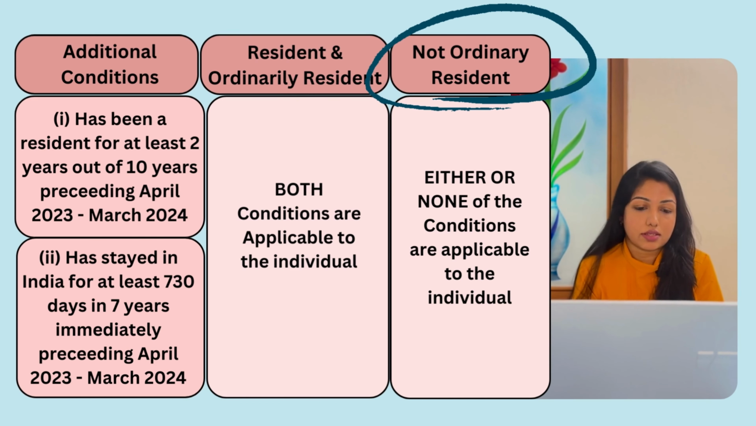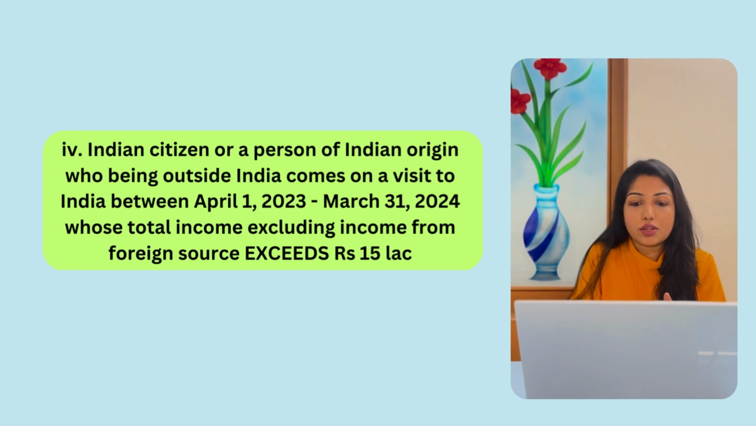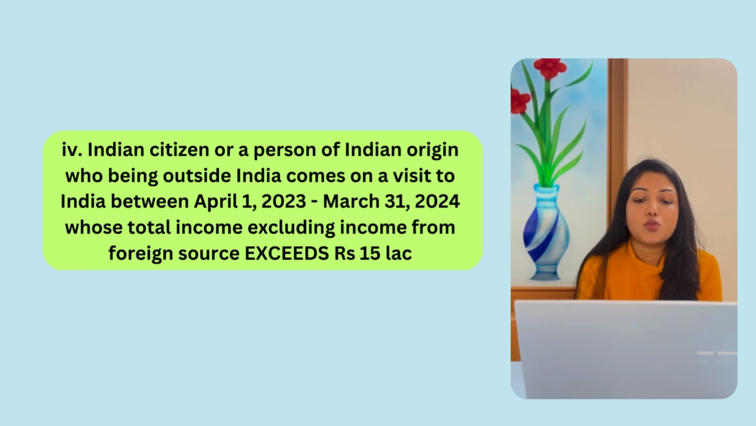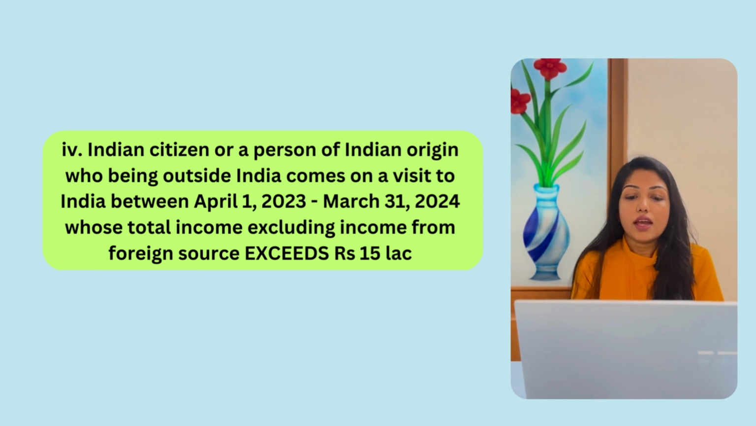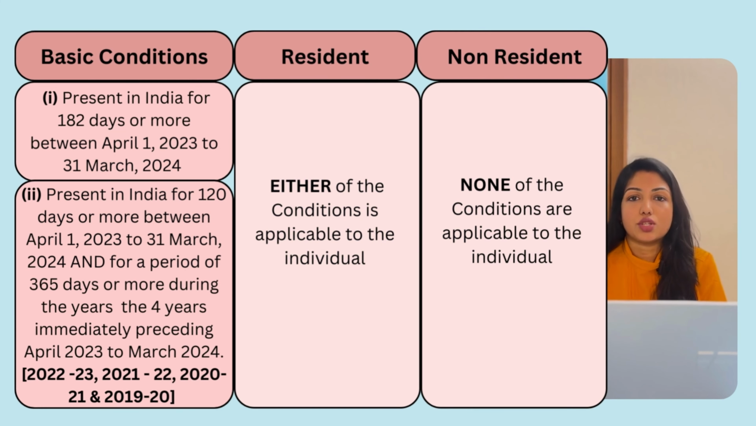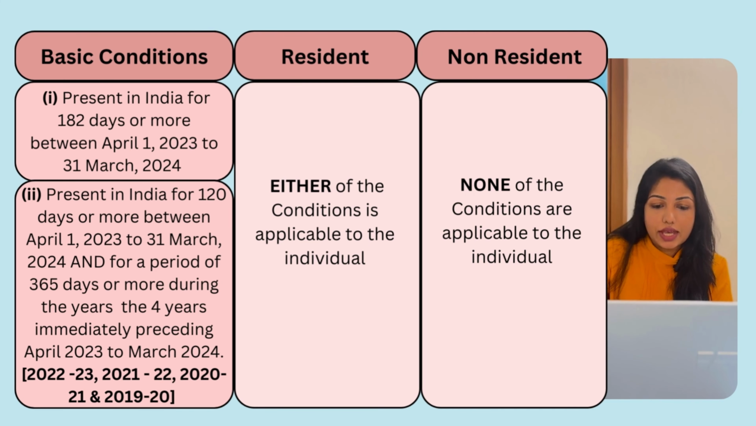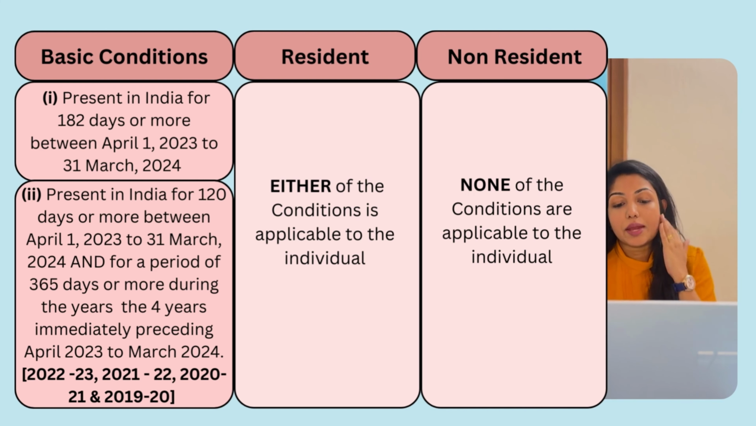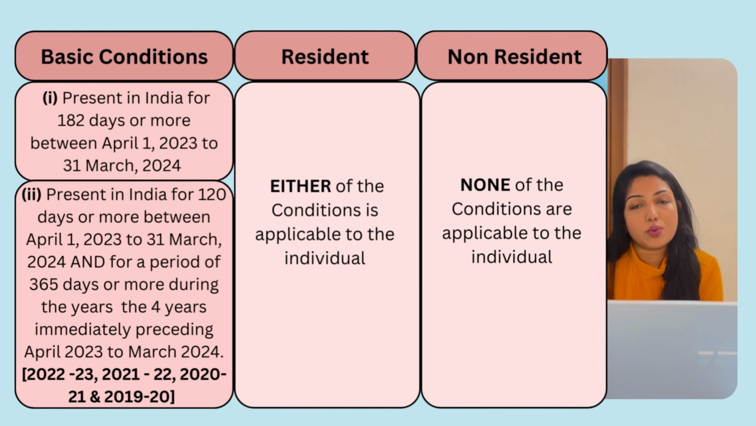And now coming to the final category of individuals who could be Indian citizens or persons of Indian origin who, being outside India, come on a visit to India between April 1, 2023 to March 31, 2024, whose total income excluding income from foreign source exceeds rupees 15 lakhs. So if you belong to this particular category, then you will have to apply these basic conditions to yourself. The first condition says that you should have been present in India for 182 days or more between April 1, 2023 to 31st March 2024.